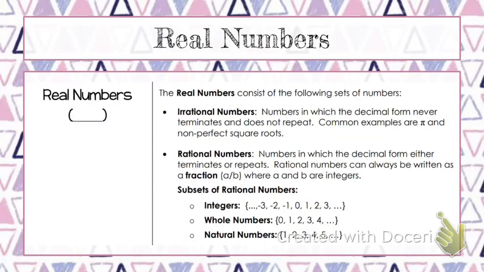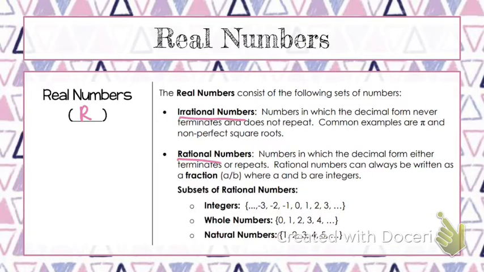Okay, so let's dig in. Real numbers. Real numbers are represented by the letter R, a capital letter R. That's important that it's capitalized. And real numbers consist of the following subsets of numbers. So there are irrational numbers and rational numbers. Those are the two big sections. And we're going to use a graphic organizer to visualize this a little bit better.